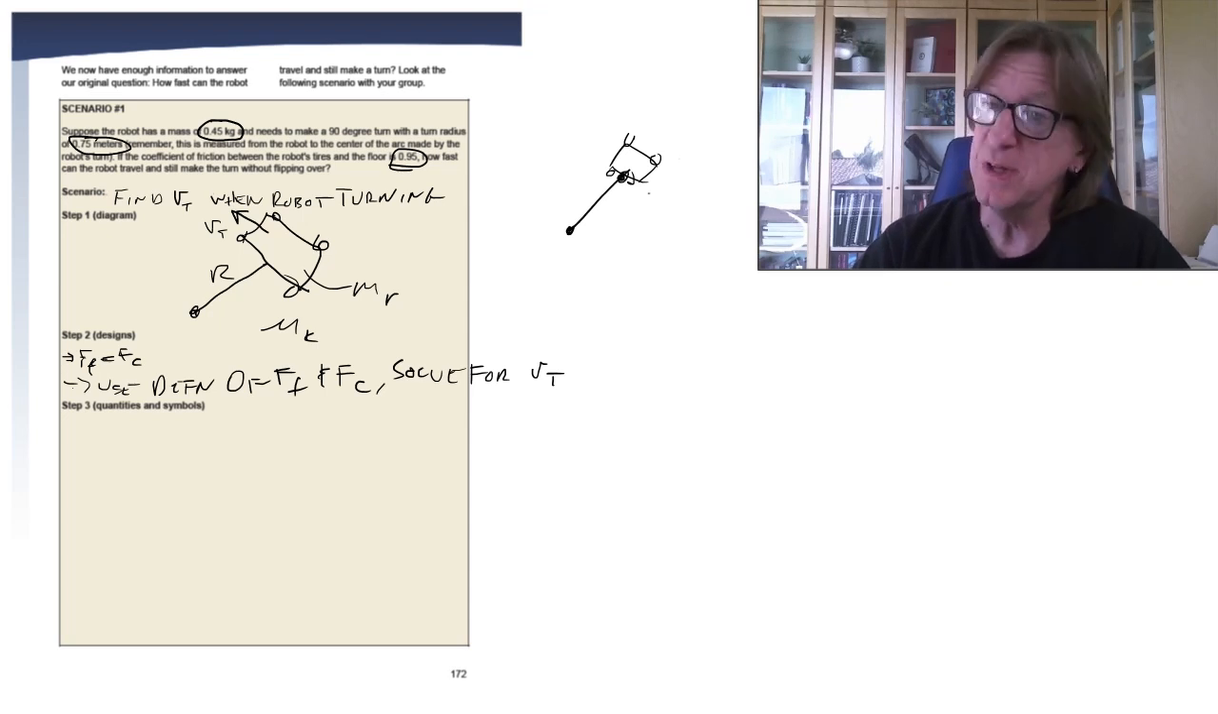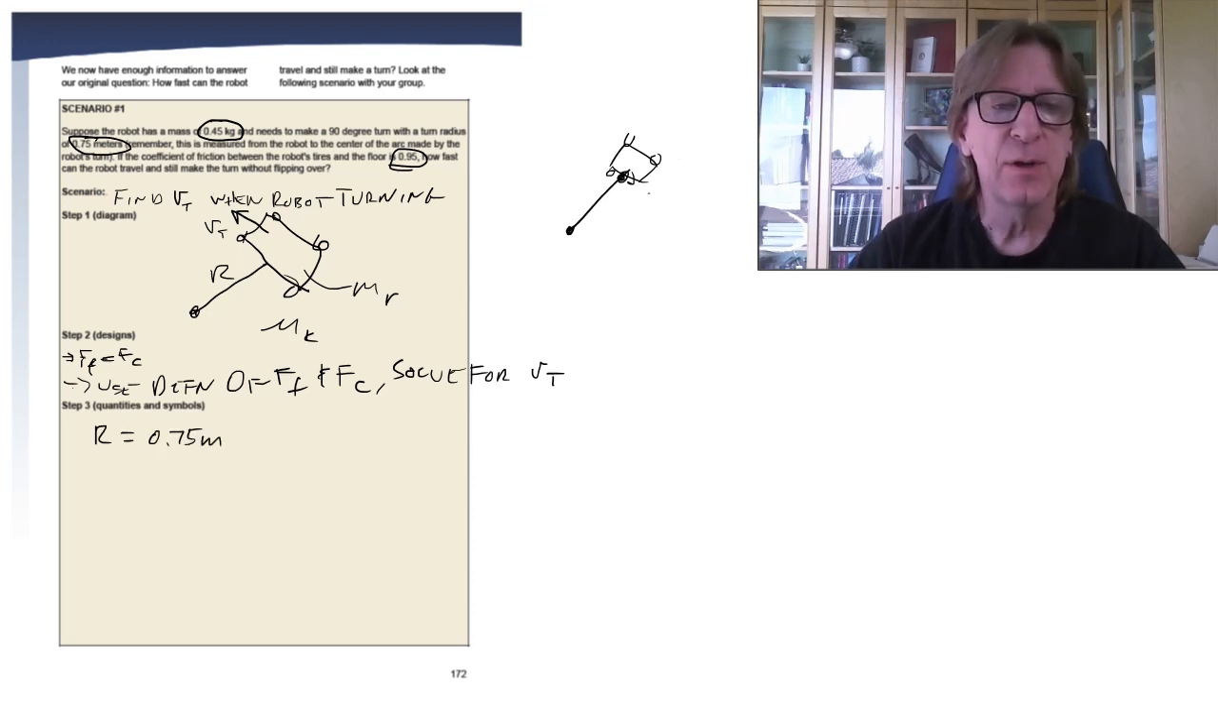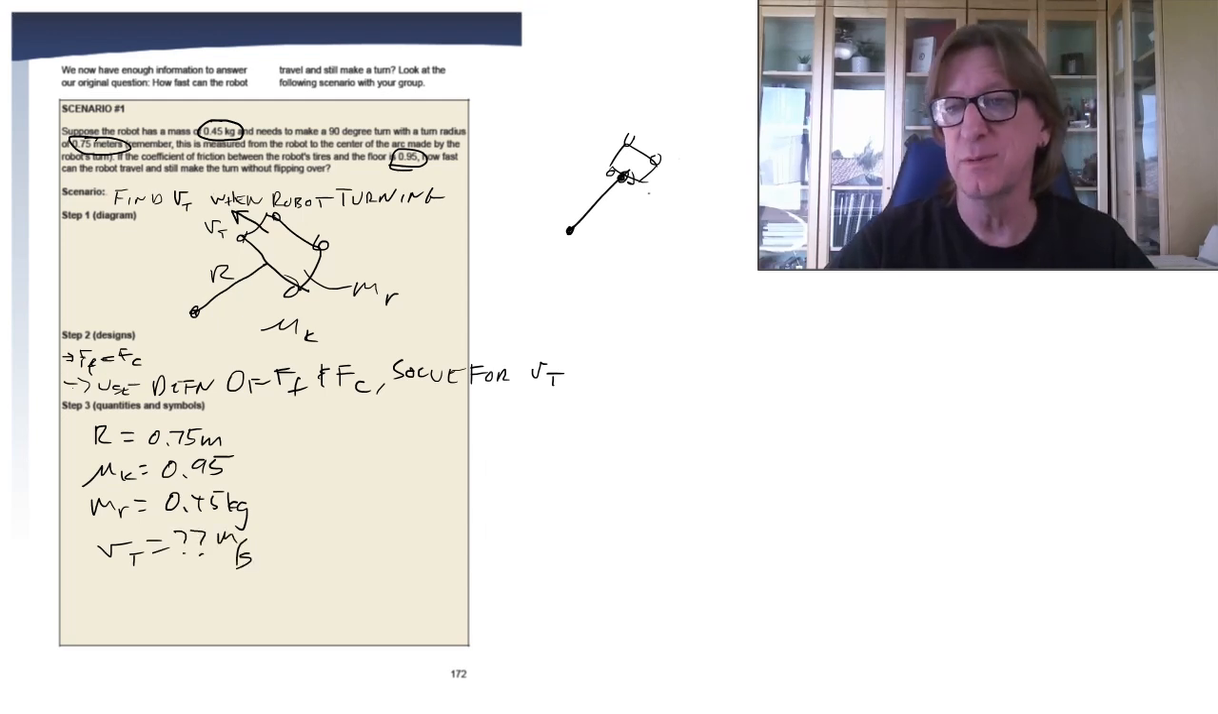All right, so that's our plan, and it's pretty straightforward. So let's go ahead and write down all our symbols. R, we said, was 0.75 meters. μk we said was 0.95. Remember, that doesn't have units. The mass of our robot is going to be 0.45 kilograms. And what I'm looking for is vt, and I don't know what that is, but I know it has units of meters per second squared.